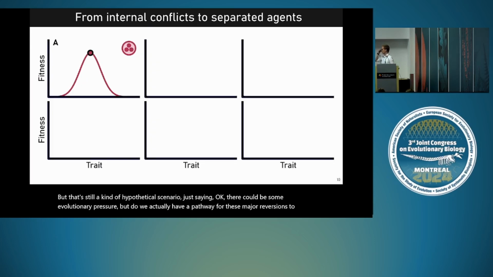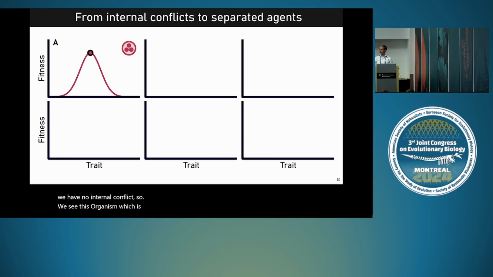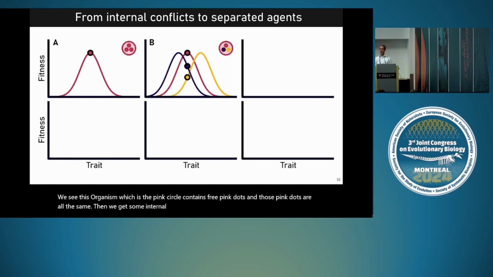Think about that, we get to the following schematic. So we started off with a situation where we have no internal conflict. So we see this organism, which is the pink circle, contains 3 pink dots, and those pink dots are all the same. Then we get some internal conflicts where these different dots come to follow different selection, or come to be affected by different selective pressures. So they get different evolutionary optima that they might want to pursue. And so we can see, for example, in this case, that the pink dot is still at its fitness optimum, but the blue and the yellow one are not.